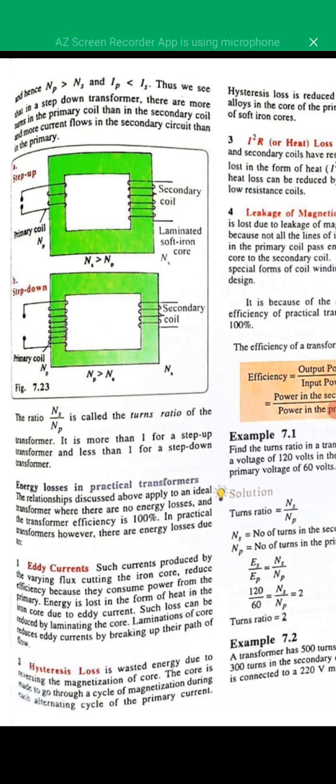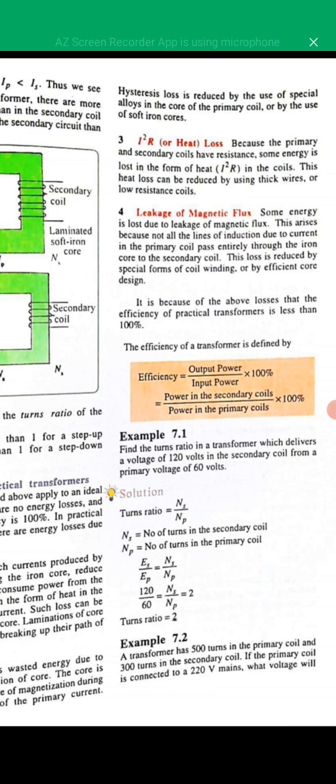So, when a cycle of alternating current is complete and an EMF is induced, we're having hysteresis loss, wasted energy, because as the cycle is being completed, the magnetic flux is changing, and as it's changing, EMF is being induced, and as a result we have wasted energy caused by hysteresis loss. Hysteresis loss is reduced by the use of special alloys in the core of the primary coil, or by the use of soft iron cores, so that the energy will be conserved instead of wasted.